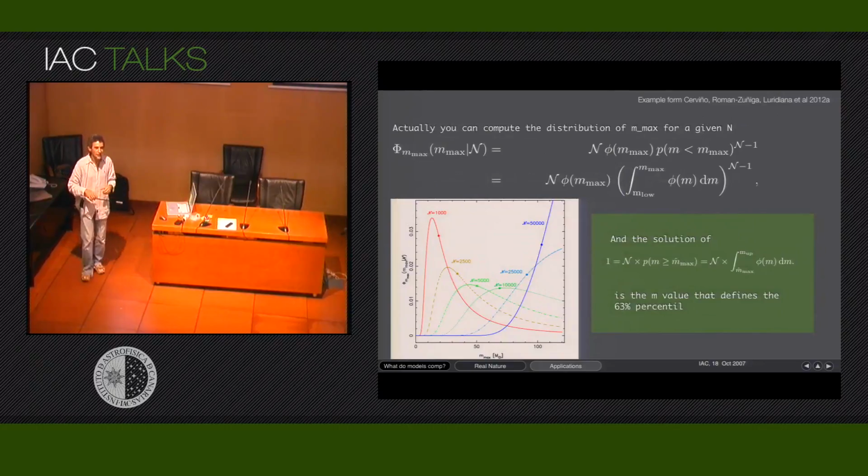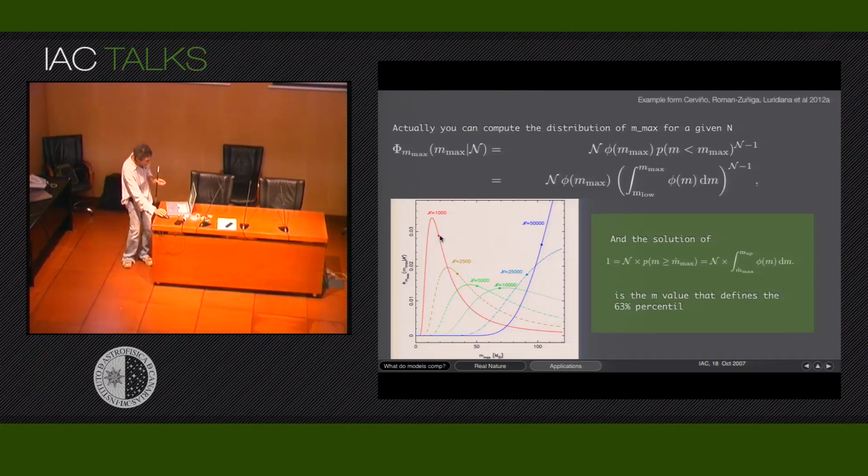You need to think about probability, and it is not trivial. But if you do it correctly, at the end you realize this is the distribution of possible values of the maximum mass that a cluster can host for a given number of stars. The value that you obtain from this equation exactly produces the 7.3 percentile of this kind of distribution.